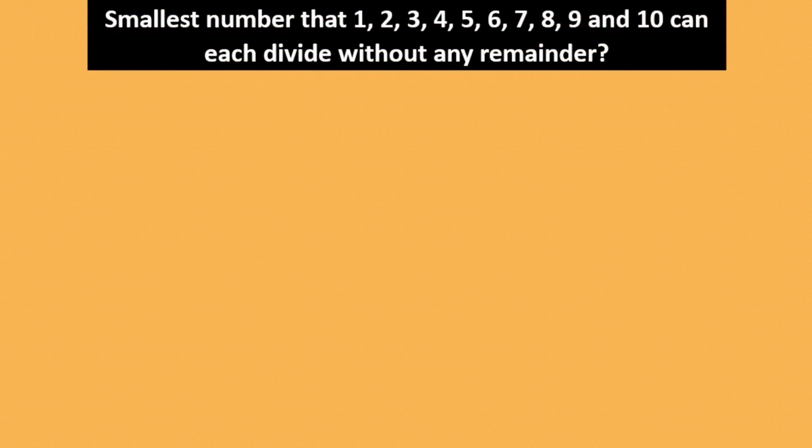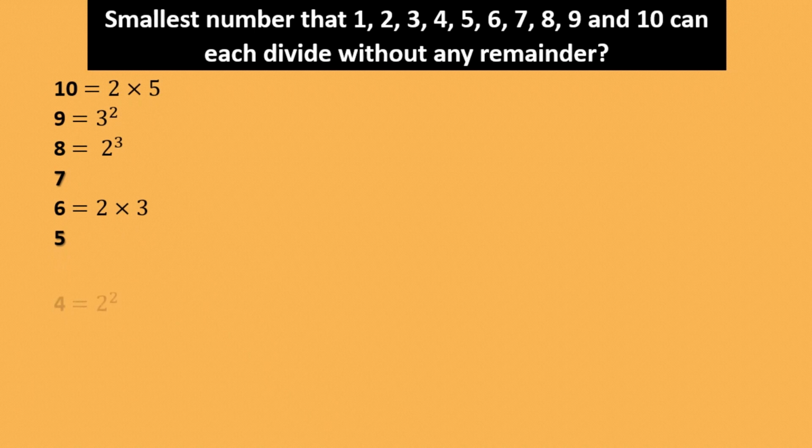What is the smallest number that 1 to 10 can each divide without any remainder? Alright, let's list them out with their prime factors. Notice all the prime numbers have only one prime factor, which is themselves, and 1 is a factor of all integers. That is why 1 isn't listed among these.